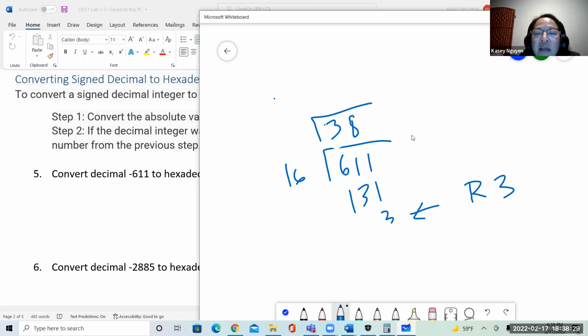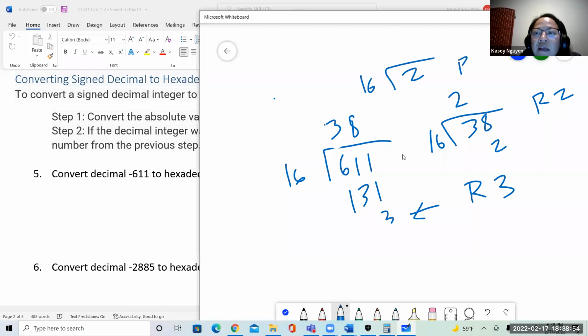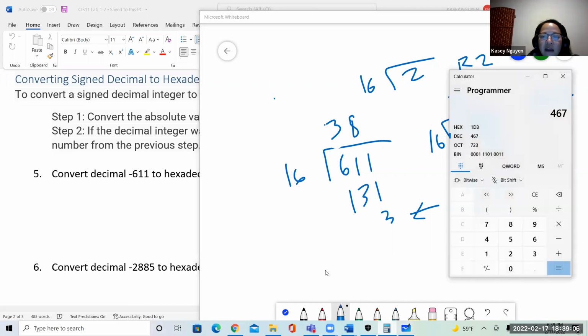We're going to divide it again. So let me undo that and then take this over here. 38 divided by 16. So that's going to give you 2 with 2 remainder. So R2. And then we're not done. We've got to go again. So 2 divided by 16 is going to give you R2. So it should be 2, 2, 3. Let me verify this. So if you have a hex, that's 611.